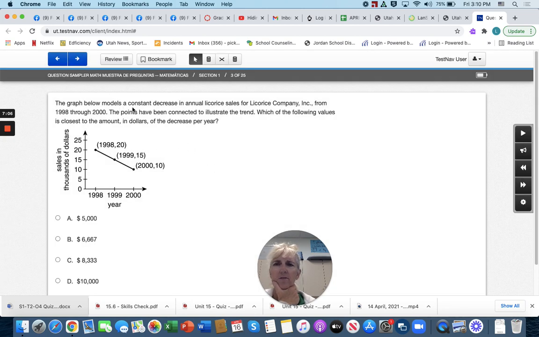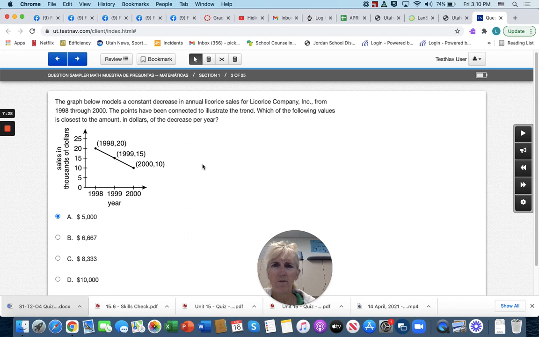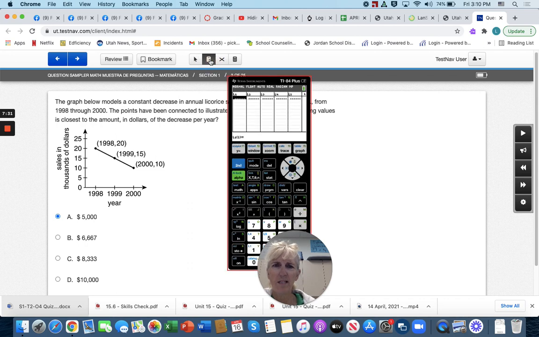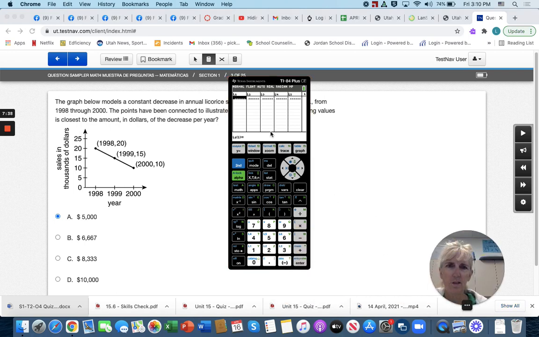Okay, the graph below models a constant decrease in annual licorice sales for a licorice company. Okay, how much is decreasing? So this is going by 20, 15, 10. Obviously, it's going down by 5,000 per year. Okay, so if I needed to use a graphing calculator, then I could go like 20 minus 15 on here, which is a little bit overkill. So you wouldn't need a full-blown calculator for that.